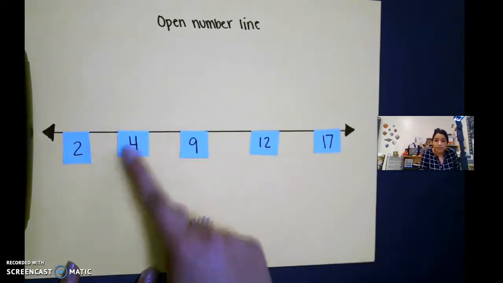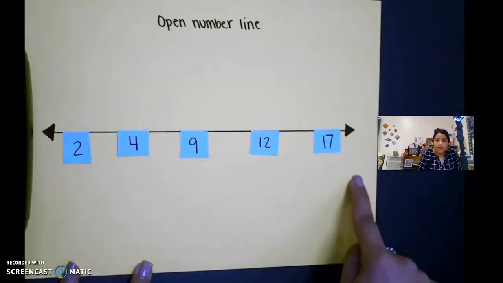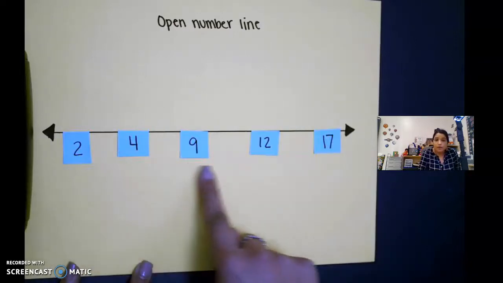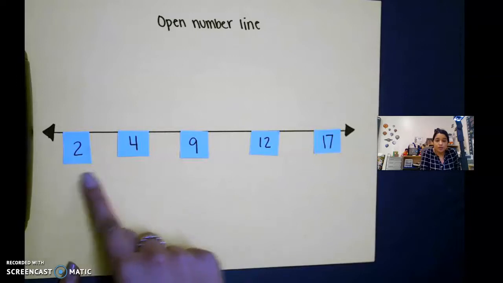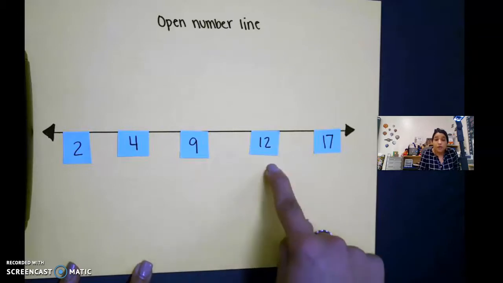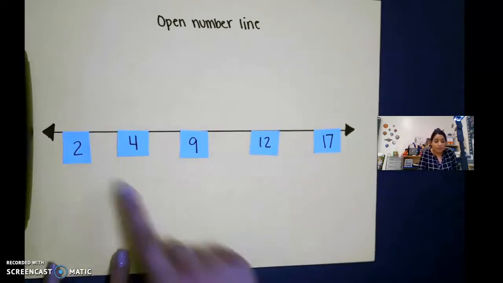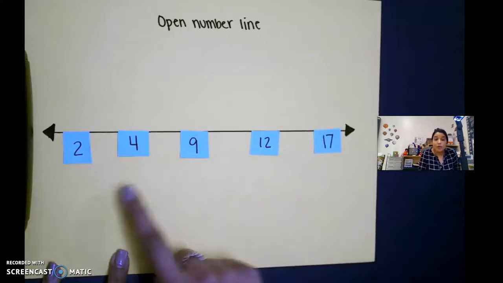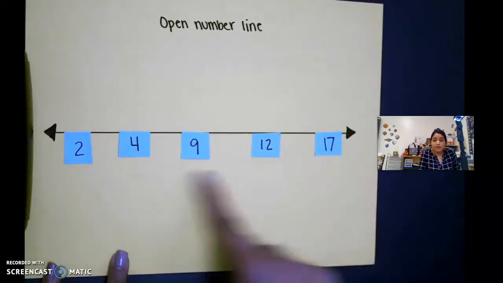I'm going to go ahead and stretch these out so we can double check with our 2 rules. We go from left to right, and when we go left to right, we have the smallest number, and then it gets bigger as we go to the right. So let's check. 2, our smallest number. Then 4 comes next. Then 9, then 12, and then 17. So we compared the numbers, and we put them in the correct order in the number line from smallest to biggest, left to right.